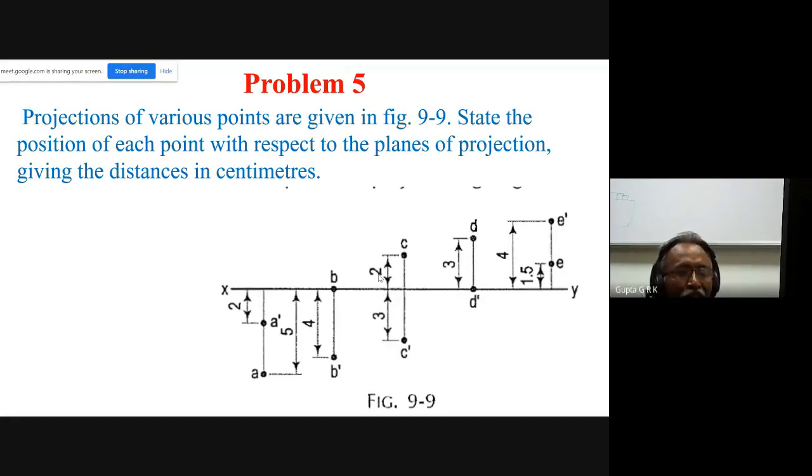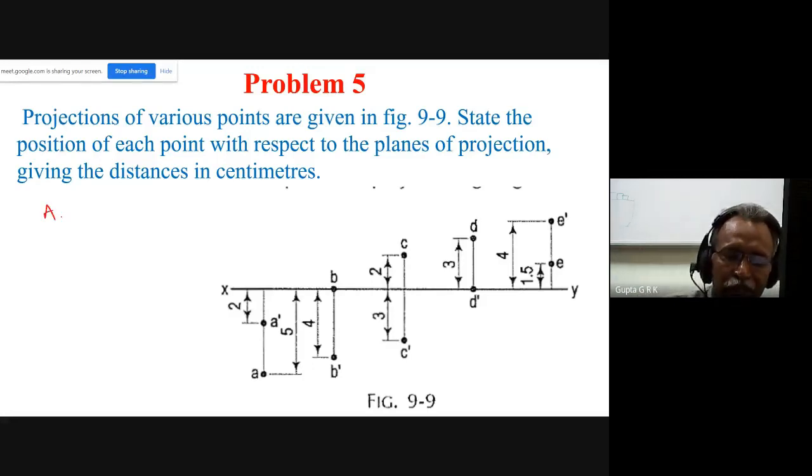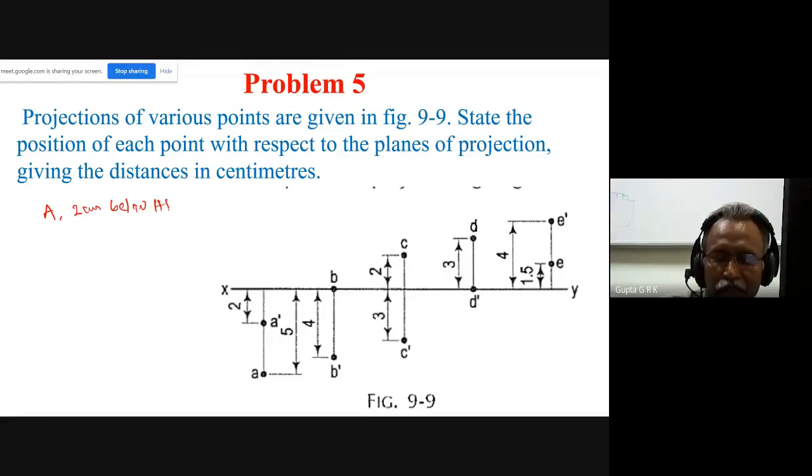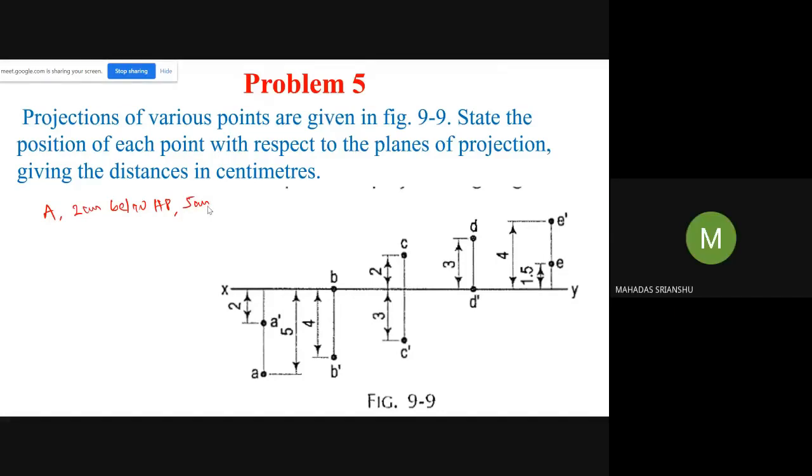So what should I write? I have to write capital A, okay, 2 centimeters. What should I write, below HP or above HP? Below HP, comma, and 5 centimeters in front of VP.